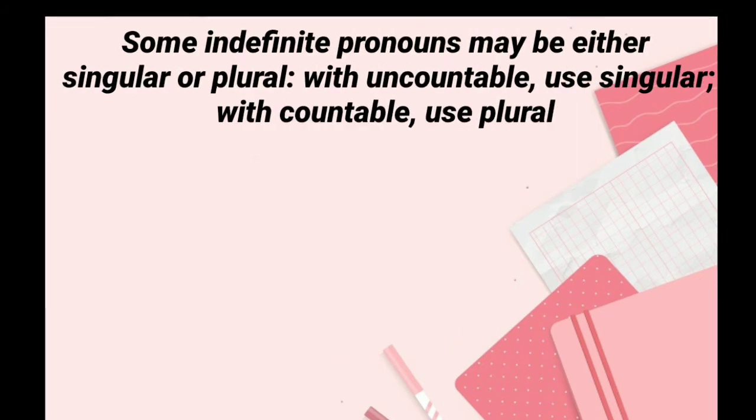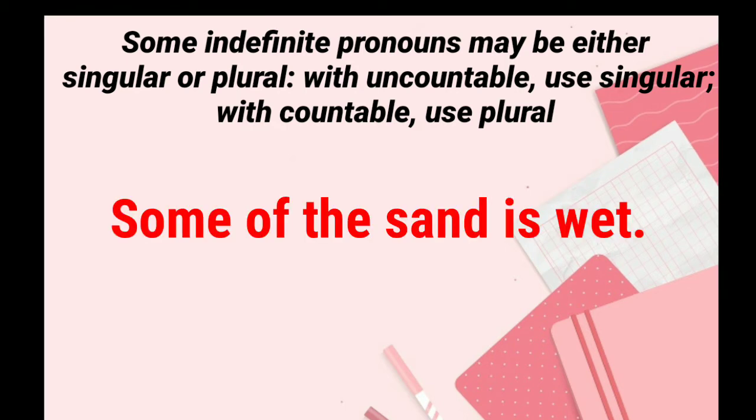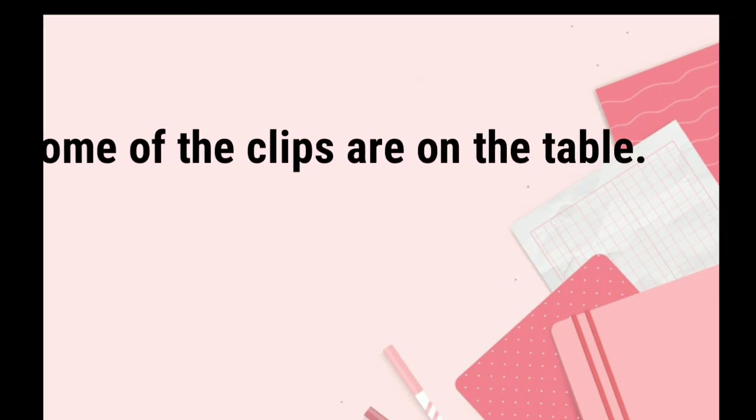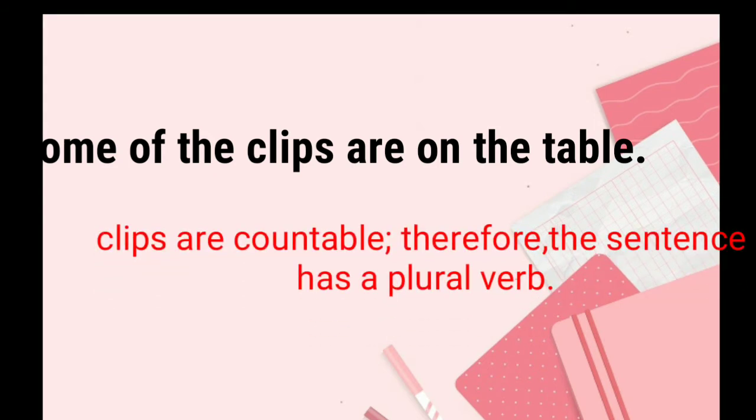While some indefinite pronouns may be either singular or plural. With uncountable, use singular, and with countable, use plural. Example: Some of the sand is wet. Sand is uncountable, therefore the sentence has a singular verb. Next, we have: some of the clips are on the table. Clips are countable, therefore the sentence has a plural verb.